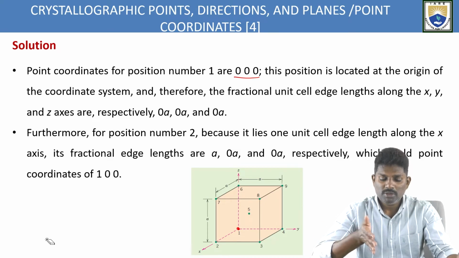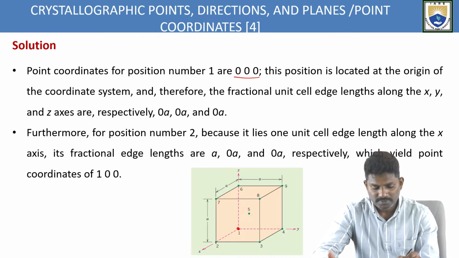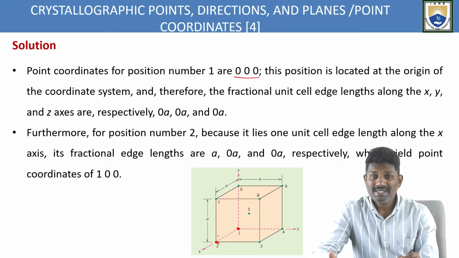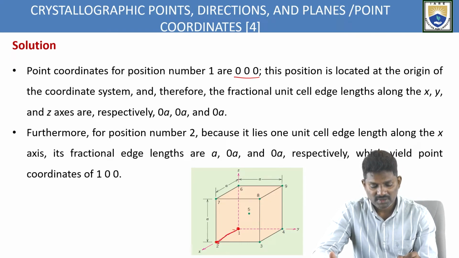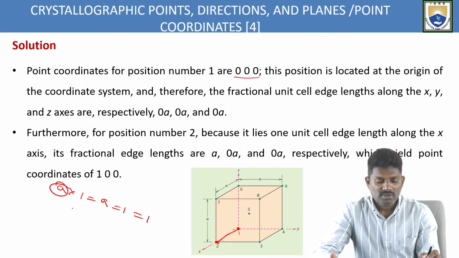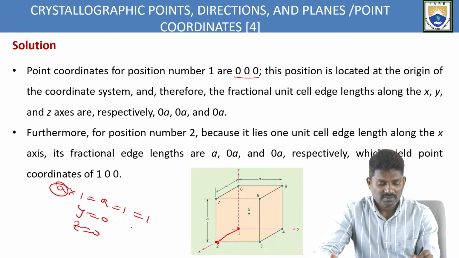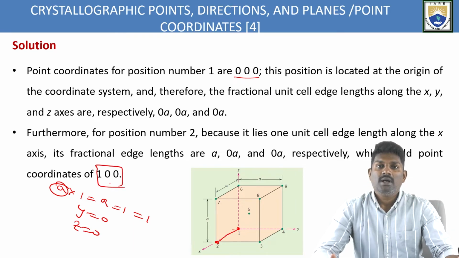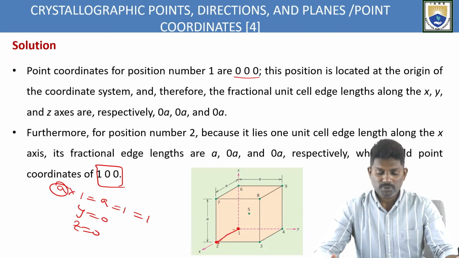Now coming to it slowly, if you move from point 1 to 2, what is happening here? Along the x direction, you have a unit length of A. So A into 1. So this is A. But since A is equal to 1, the unit length, so it is 1. Along the y direction, there is no value. So y is 0, z is also 0. So 1, 0, 0 is the position of the point P2.